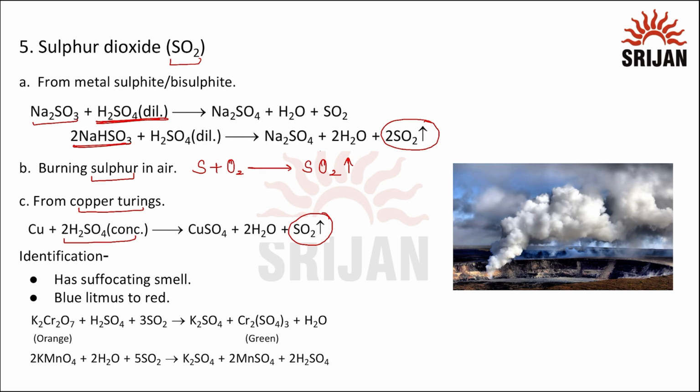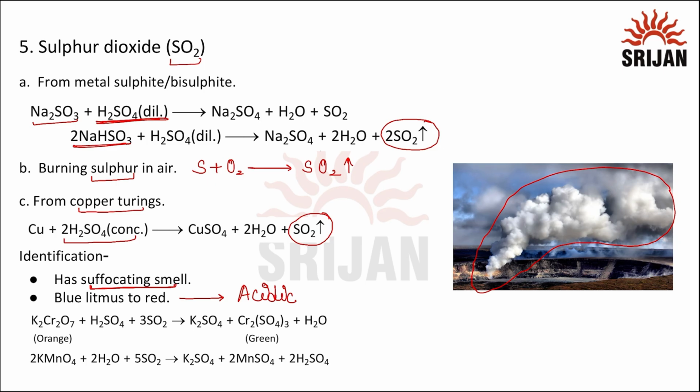Points of identification of sulfur dioxide are it has a very suffocating smell. Here you can see that SO2 in large amount is evolved, and since it has a very suffocating smell, it is very hazardous to health. The second point is it turns litmus to red. That is, it turns blue litmus to red, which shows its acidic behavior. Therefore, we can conclude that sulfur dioxide is acidic.